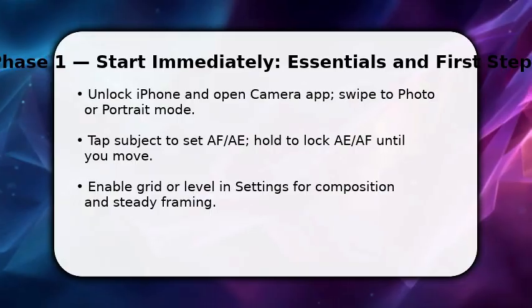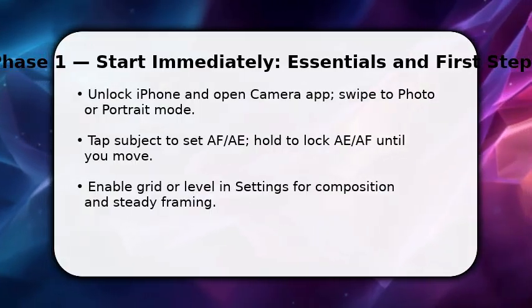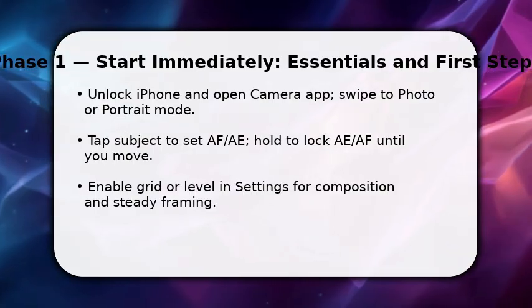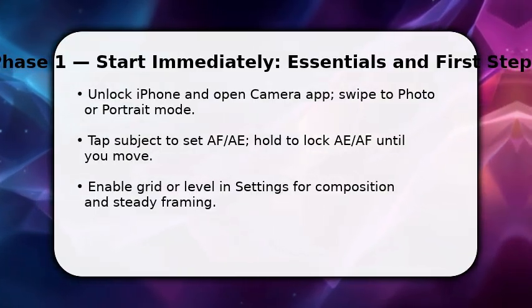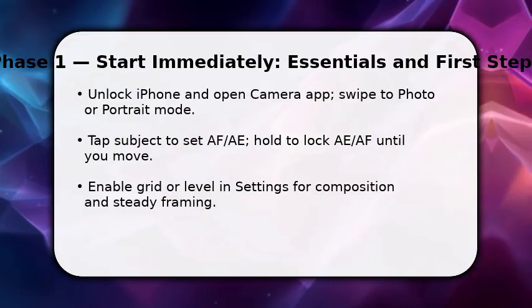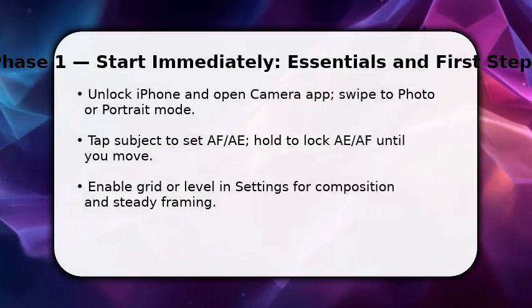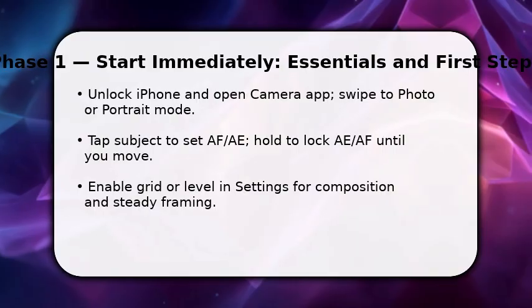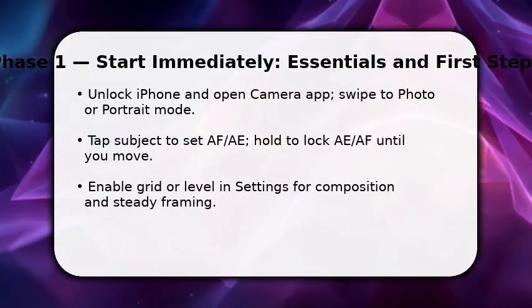Enjoy the video. You begin by opening the camera app and choosing photo or portrait mode. Tap the subject to set autofocus and exposure. You'll feel the instant adjustment. Once the focus square appears, press and hold to lock AE/AF. This prevents refocusing when you recompose.